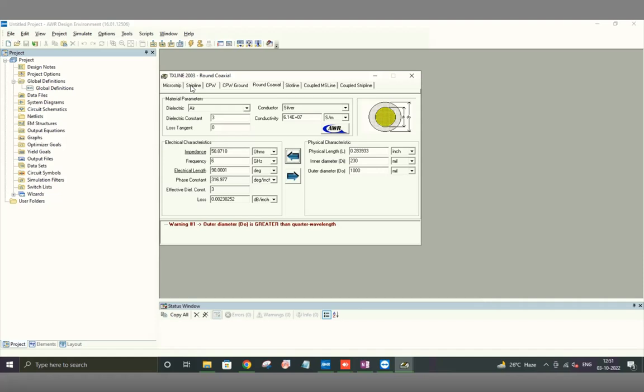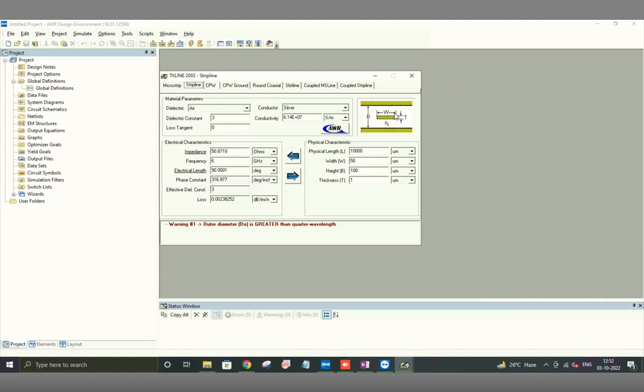I'll show you the cutoff frequency. So the next transmission line I want to discuss is the strip line. Okay. The strip line has a geometry which looks like this. There is a center conductor, which is this one where the mouse is.